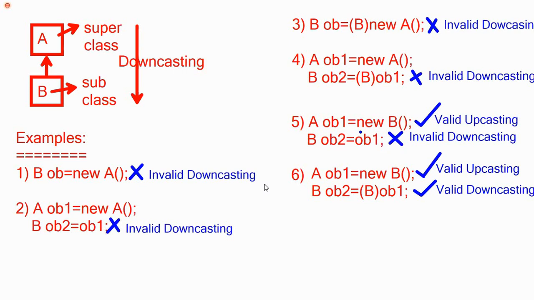Invalid downcasting, invalid downcasting. Five places invalid, only the last one valid. First, you need to check whether upcasting is there or not. If it is there, check again whether explicit conversion is there or not. If it is there, valid. Upcasting should be there, and explicit type conversion should be there. Then only valid.